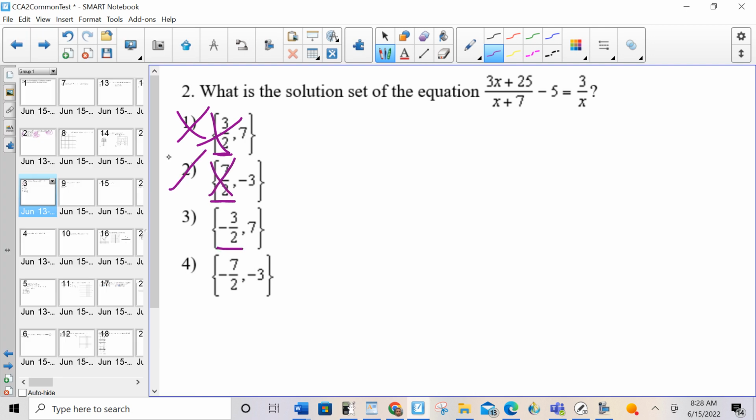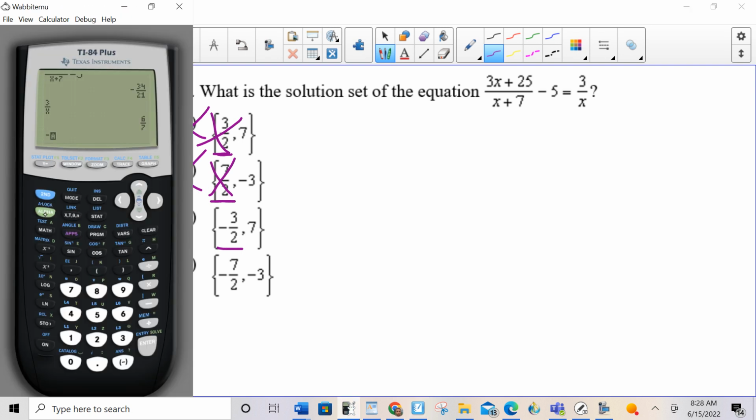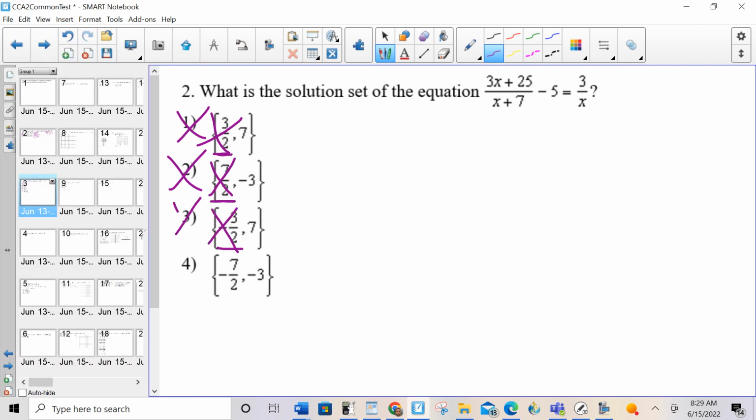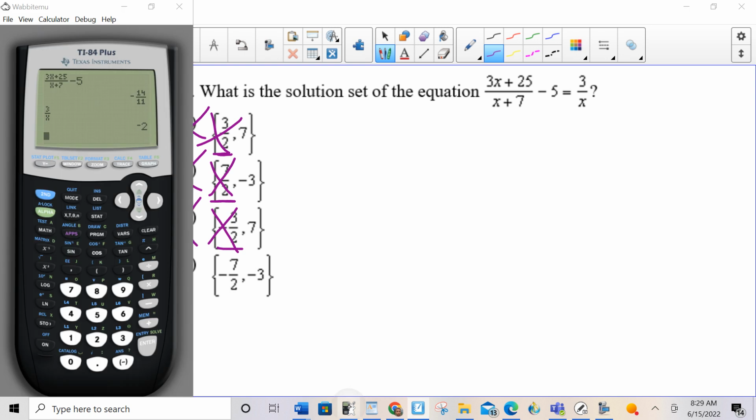Next, I'm going to try negative 3 over 2. Negative alpha y equals enter, 3 over 2, store as x. Type in the left-hand side. Type in the right-hand side. Do those equal out? No. So that can't be the answer. So again, I'm hoping this choice 4 works, or else I'm going to have to go through everything again.